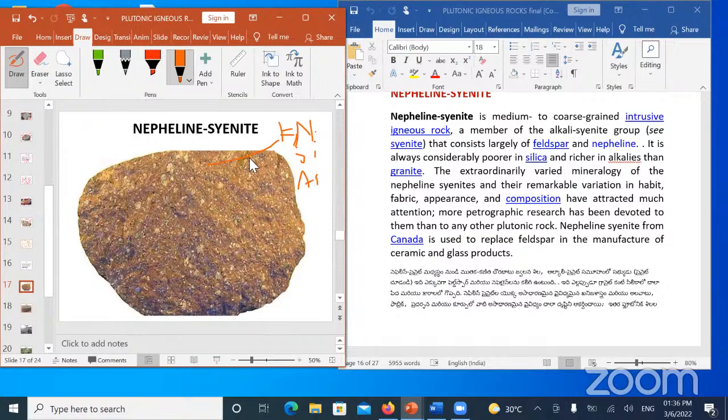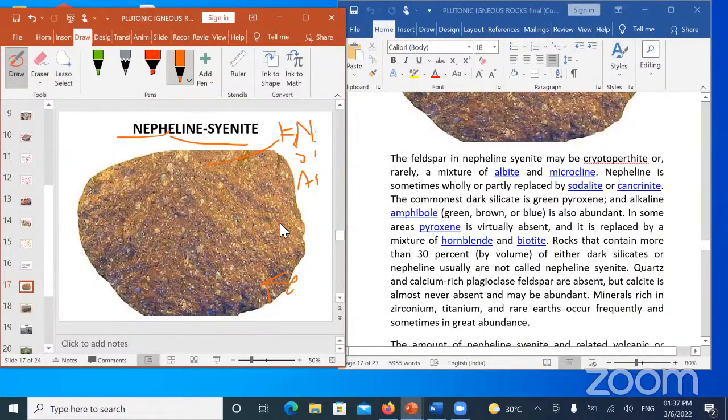So the extraordinarily varied mineralogy of the nepheline syenites, their remarkable variation in habit, fabric, appearance, and also composition, have attracted much attention. More petrographic research has been devoted to them than to any other plutonic rock. This nepheline syenite from Canada is used to replace feldspar in some of the manufacture of ceramic and glass products, right?